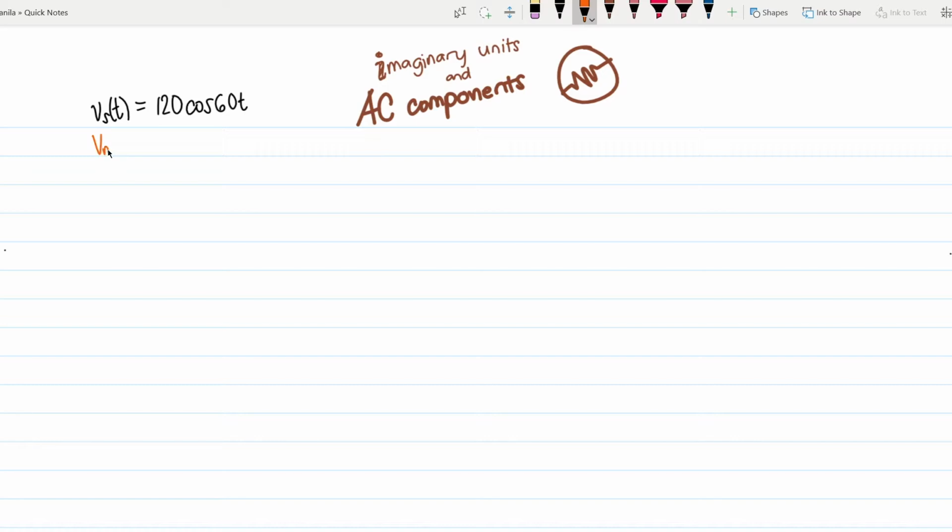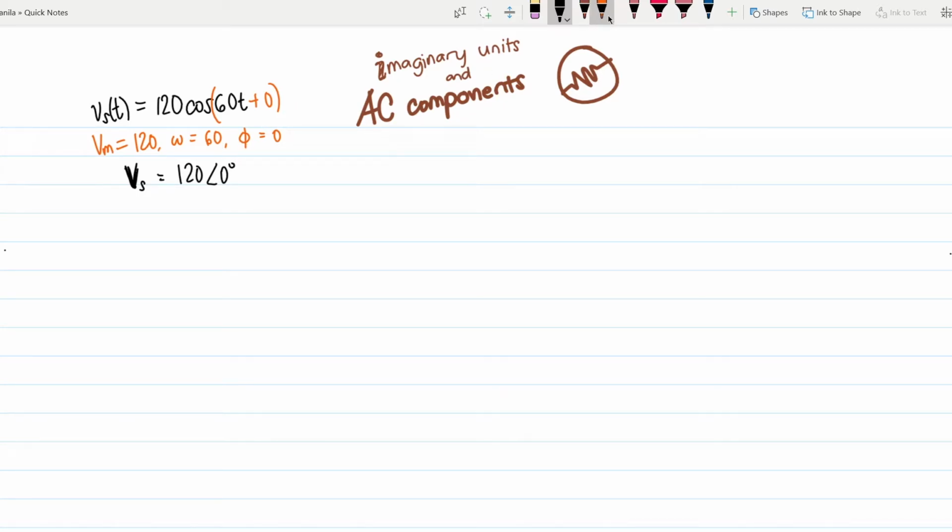All right, so Vm, of course, here is 120, right? Our omega here, whatever is attached to t, that's going to be 60. And then our phi, we don't have a phi. This 60t is just like 60t plus 0. So our phi is 0. That's no problem. So if you want to rewrite this in phasor form, your Vs is just going to be 120 angle 0 degrees.